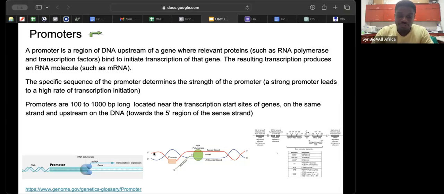If you see how a DNA looks, the top strand runs 5' to 3' from your left to your right, and at the bottom, the complementary strand starts with the 3', right? So the promoter is upstream, on the 5' region. We call the 5' strand the sense strand, and we call the 3' strand the antisense strand. So your promoter is on the 5' region, the sense strand, right?